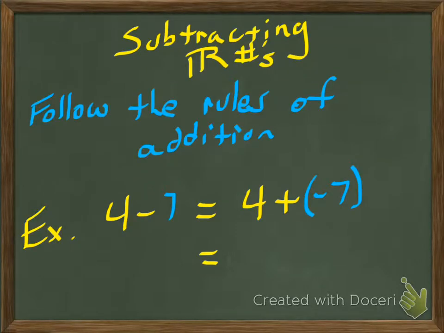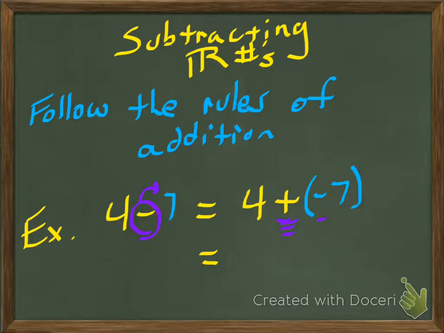All right, subtracting real numbers. Follow the rules of addition. It's the same thing. We're going to do the same thing as addition. The only difference is we're going to take that minus sign right here and put it over with the 7, and in its place, we're going to put a plus sign. You see how I did that over here? I put the minus sign right here and then replaced it with the plus. It means the same thing.